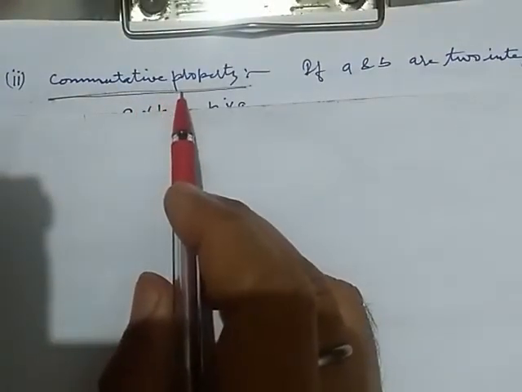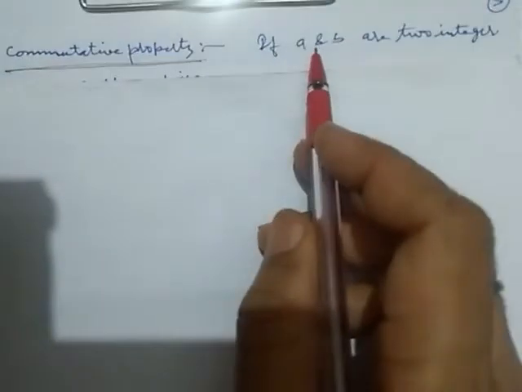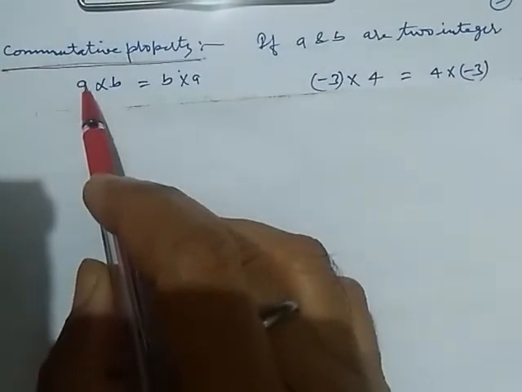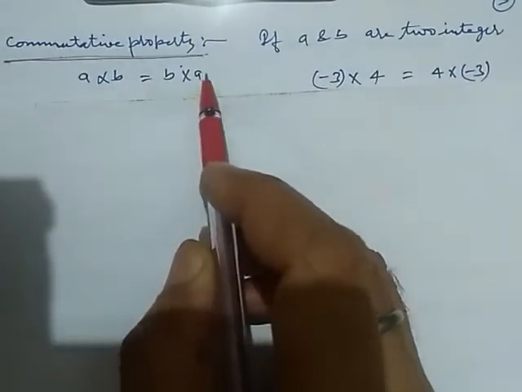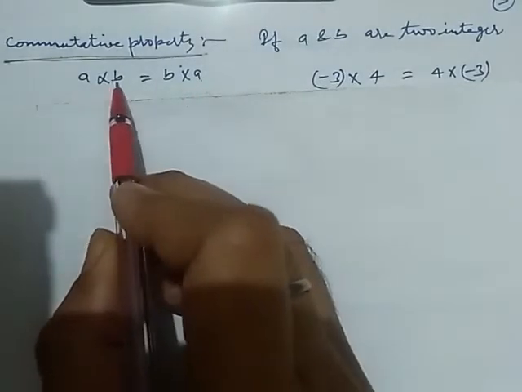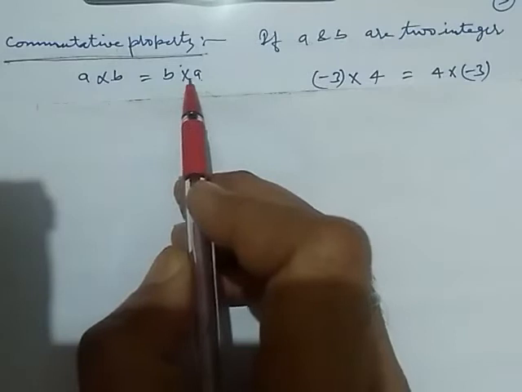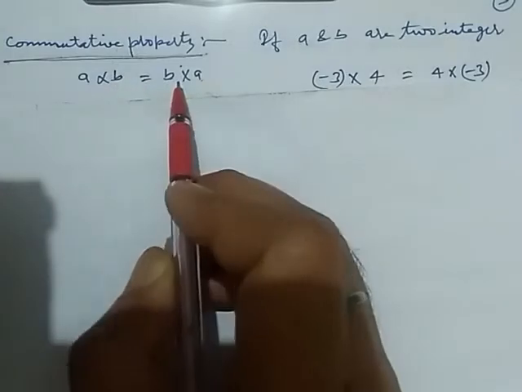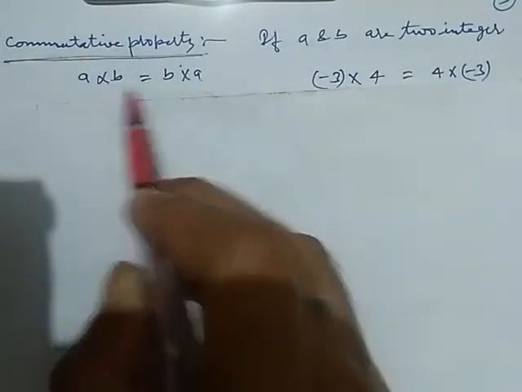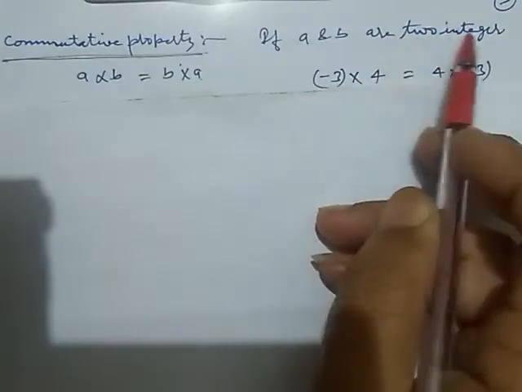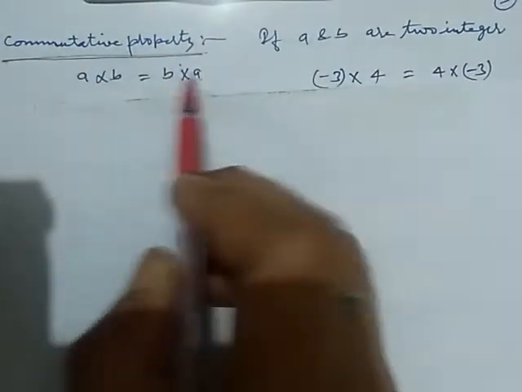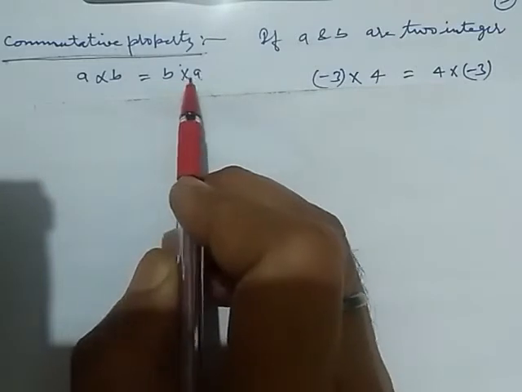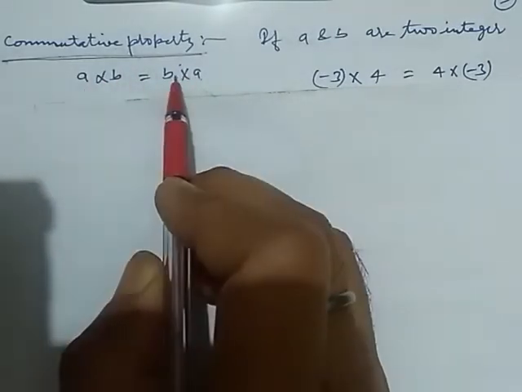Commutative property. Commutative property means if a and b are two integers, a into b equals b into a. When we multiply both of these, we just change the order, a into b and b into a, and both the values are the same, then we can say these integers show commutative property. Commutative property means when we change the order but the value is still the same.